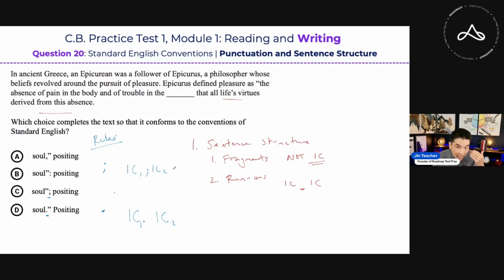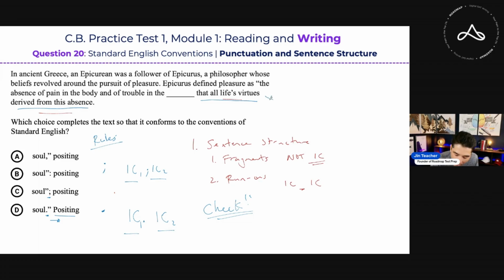I'll teach you guys a shortcut after, but this is where we want to check. I want to check to see if the information before and after the period or the semicolon is an independent clause. In this case, I'll check after the period, and it reads: positing that all life's virtues derived from this absence.